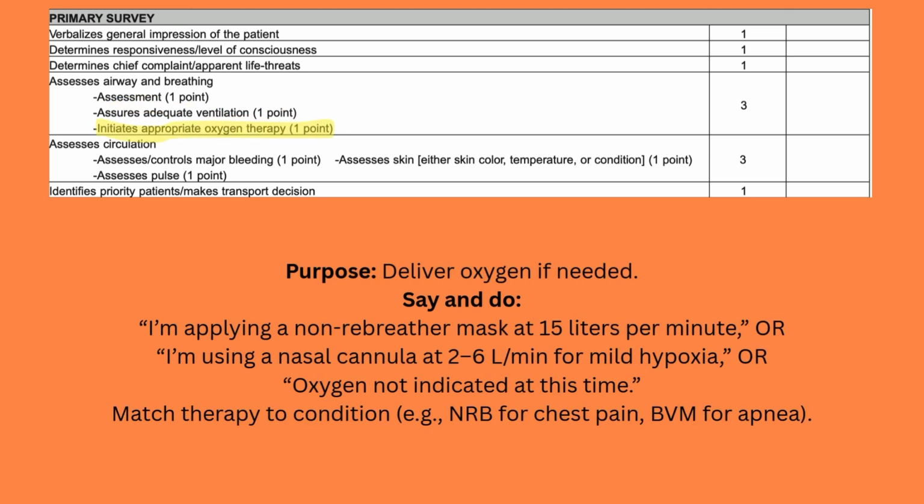Now we can initiate oxygen therapy, so deliver oxygen if needed, either using a non-rebreather at 15 liters per minute or a nasal cannula at 2 to 6 liters per minute, or oxygen may not be indicated. But most likely in your exam, administering oxygen will not hurt, and BVMs are often used unless the patient cannot tolerate it and needs a nasal cannula instead.